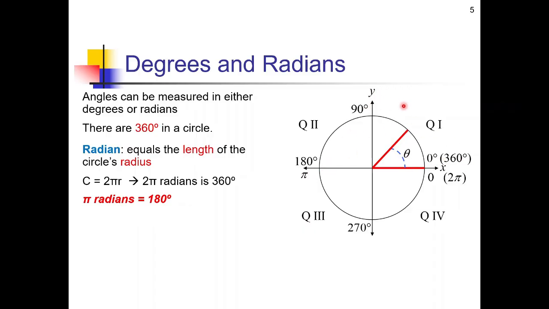90 degrees is between 0 and 1 pi, so that's half a pi radians, or pi over 2. And 270 is halfway between 1 pi and 2 pi, so that's 1.5 pi or 3/2 pi, or you will most likely see it written as 3 pi over 2. And there's a few others that we can write here, but I think that gets you the basic idea.